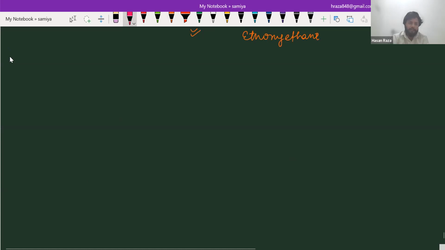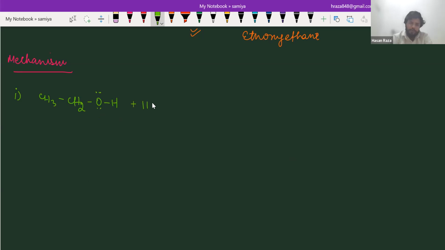So I'm moving towards the mechanism. What is the mechanism behind it? It's a very simple mechanism to understand. There are 3 steps in this mechanism. The first step is that this alcohol, that means ethanol, will be protonated. That means we are going to react this CH3CH2OH with H plus, that means proton.